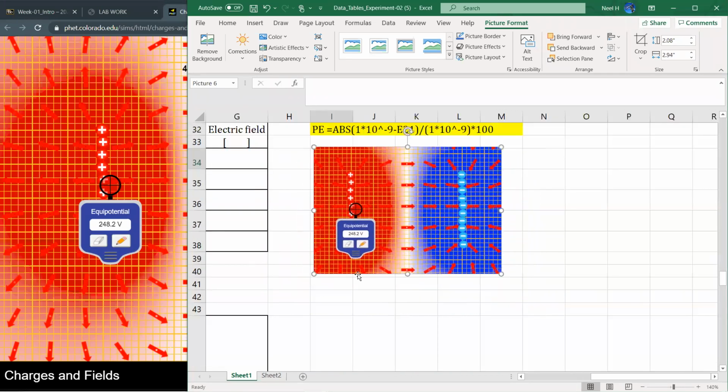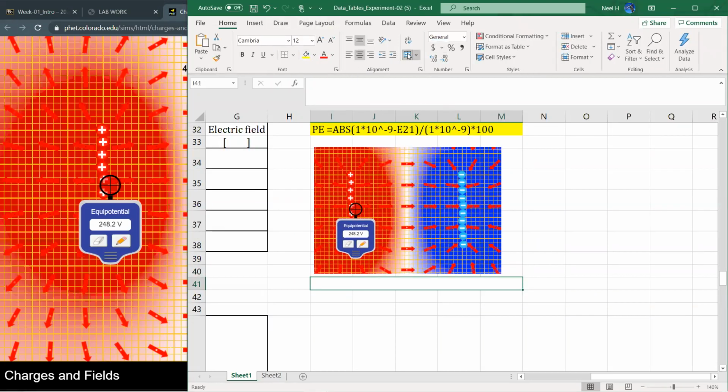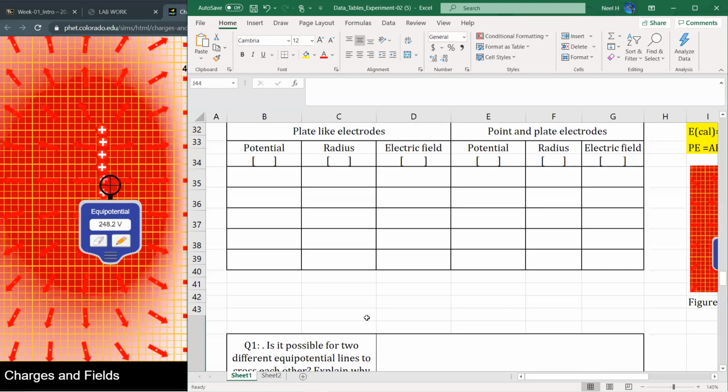Also make sure you rename that, okay? This should be renamed as a figure. This should then be our Figure 2. You can say this is the electric field map of plate-like electrodes, okay? Any question? No? Any question?